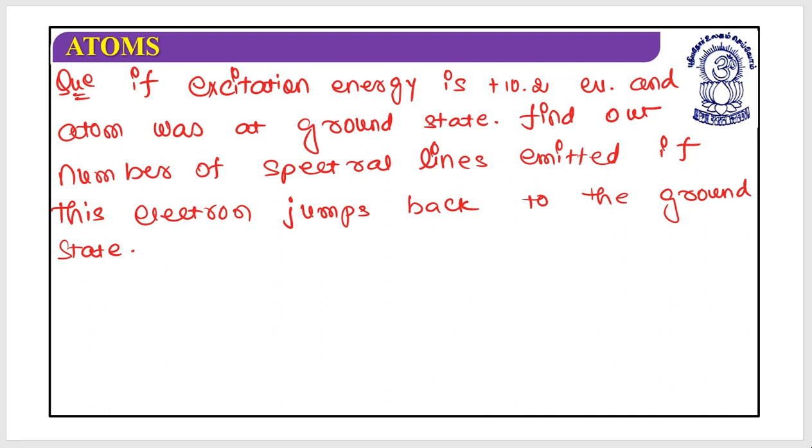How will you do this? What is to be done? So what they have said is that excitation energy is plus 10.2 eV. So first thing is, what is excitation energy? That you are at ground state and you have been provided a certain energy so that you can switch from this ground state to this upper level. It is the excitation energy, but they have provided me the excitation energy of plus 10.2 eV. So from where to where should I switch?